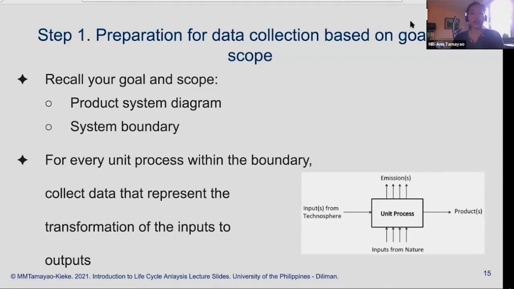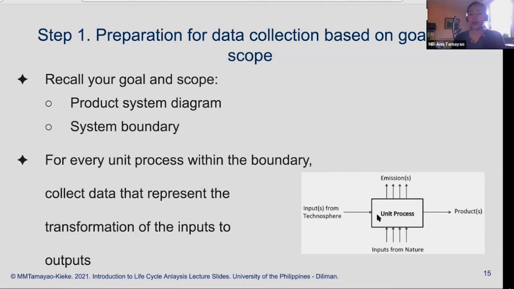So the first step, as I mentioned, is preparation for data collection based on goal and scope. Okay, so of course, again, recall your goal and scope, your product system boundary, and of course, your system boundary. Now, for every unit process within the boundary, you have to collect data that represents the transformation of the inputs to outputs. So you can use, of course, diagrams like this.